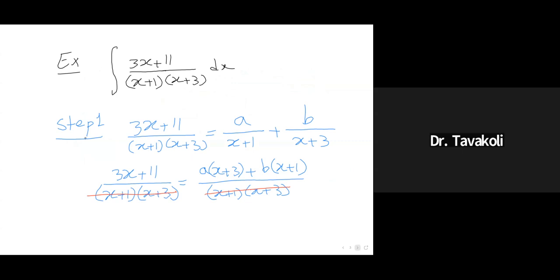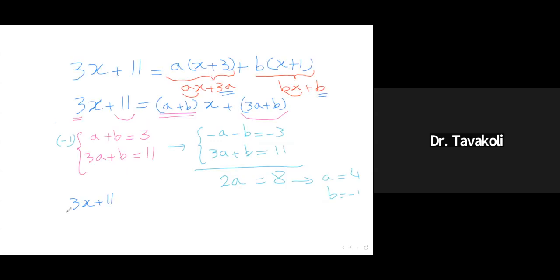So the bottom line of step 1 in this problem is 3x plus 11 divided by x plus 1 times x plus 3 equals a over x plus 1, and by this calculation a was 4, plus b over x plus 3, and by this calculation that b was -1.